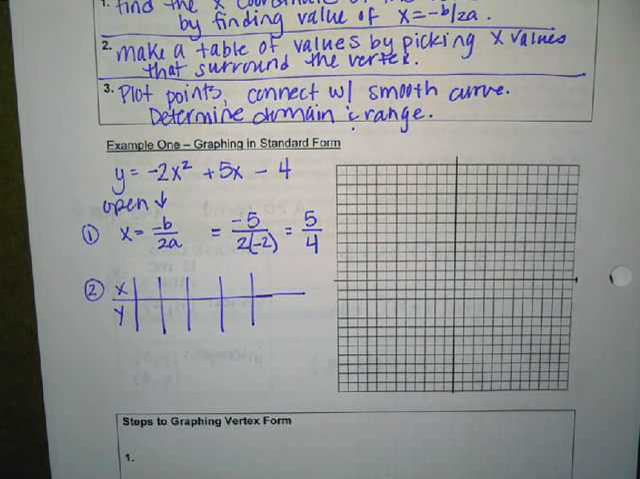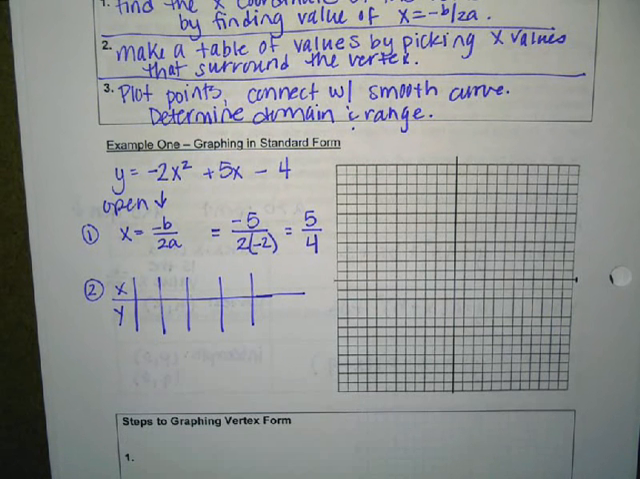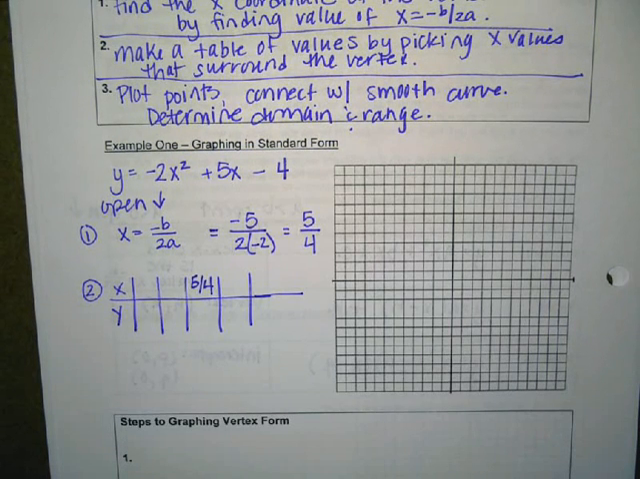Am I going to put it here and then pick 4 points to the right? No, we're going to put it in the middle because we want points on the left and the right so we get both sides of the parabola. So I stick that 5/4 right in the middle. And then I don't want you to pick crazy points to the left or the right.